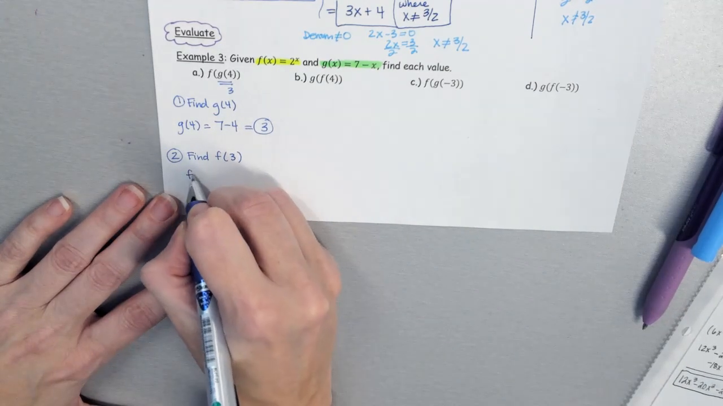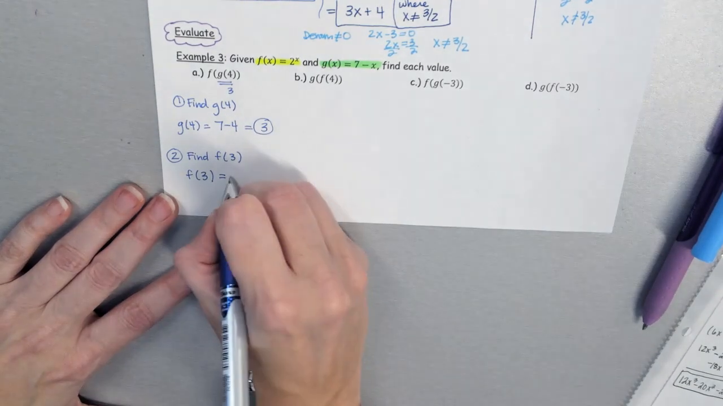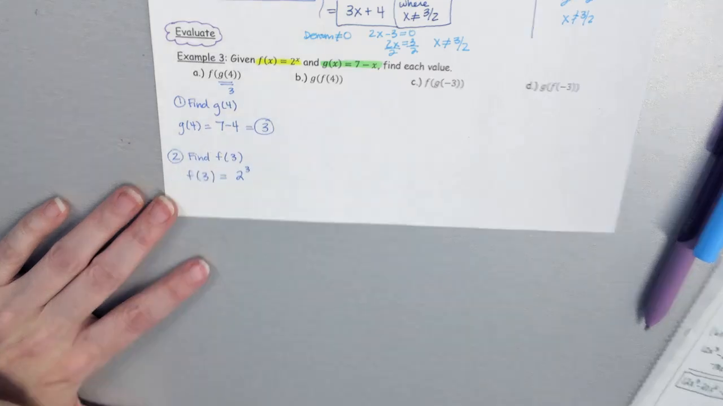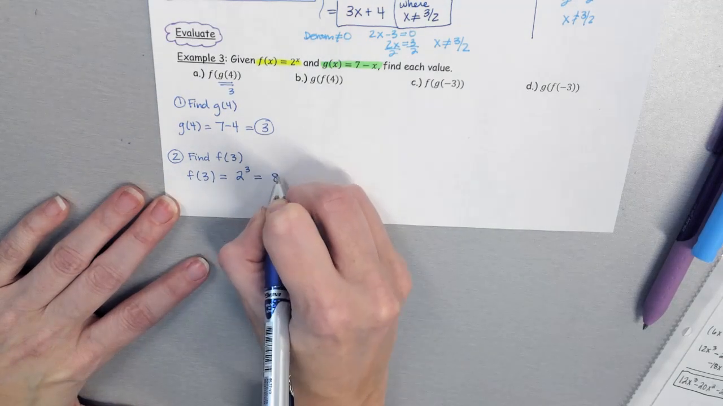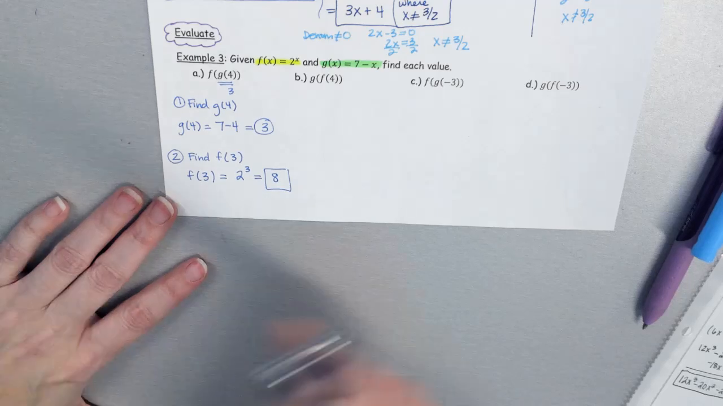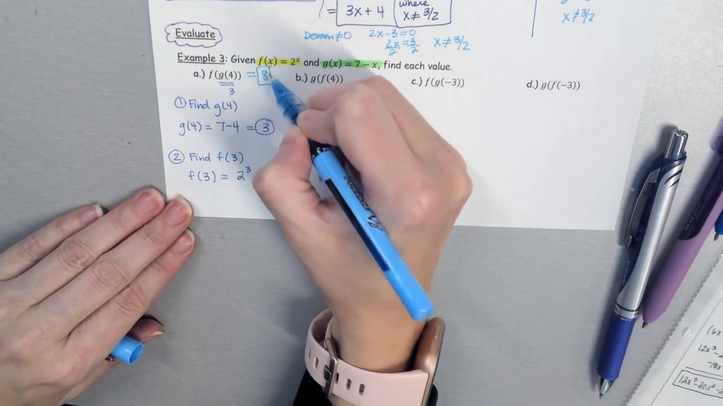Okay, so now you're going to evaluate by plugging 3 into f of x. And remember, 2 to the third means 2 times 2 times 2. So what's that going to be? 8. Yeah, so then 8 is going to be your final answer. Okay, so f of g of 4 is equal to 8. That's your final.